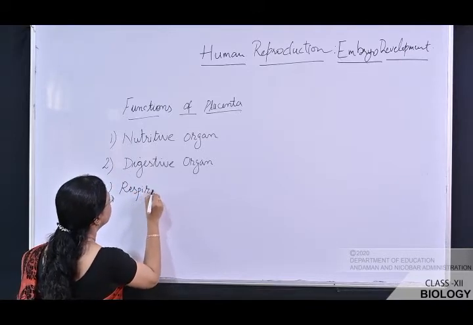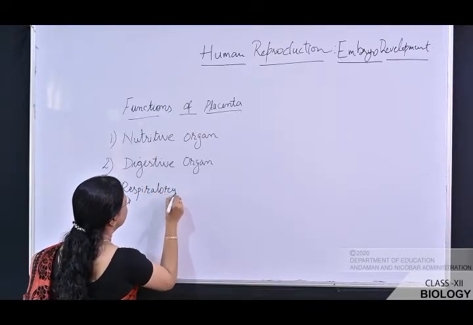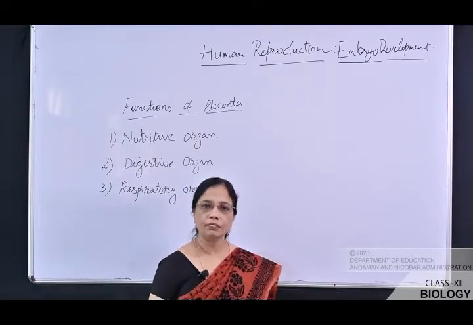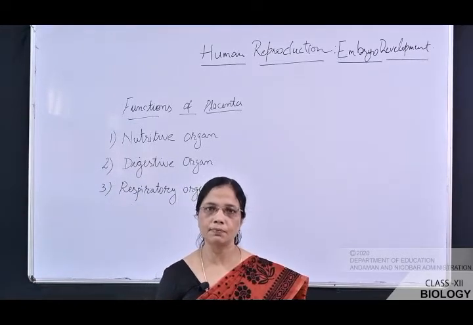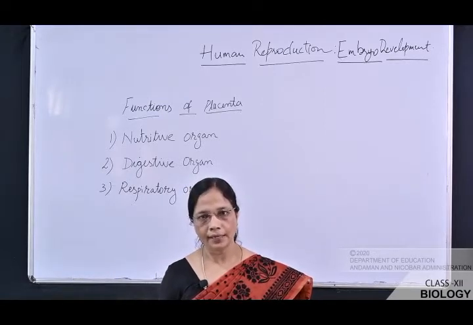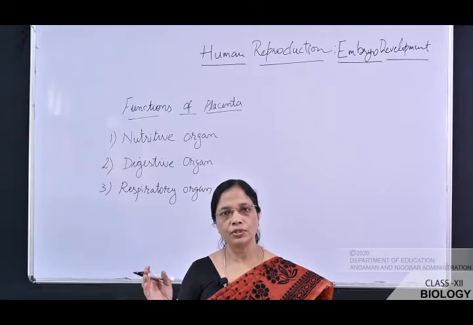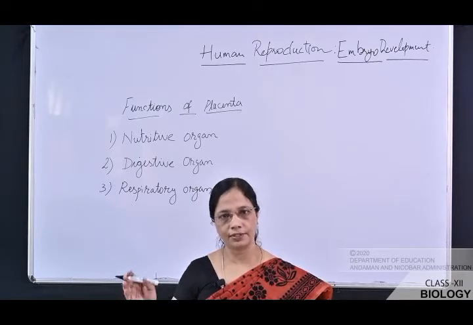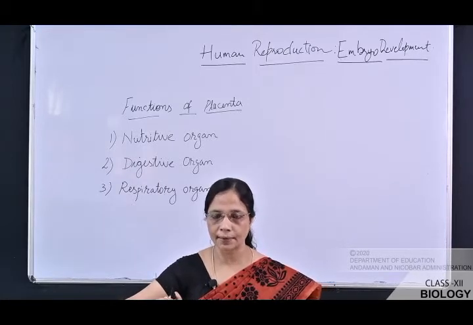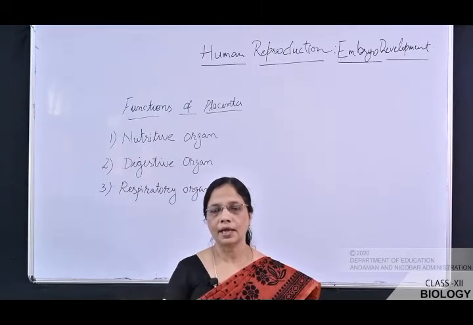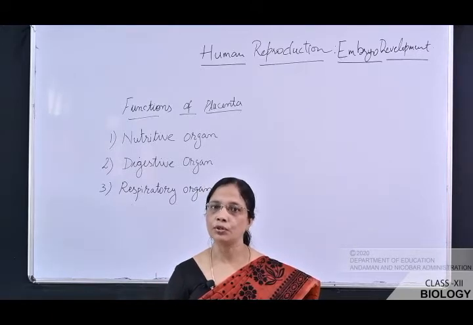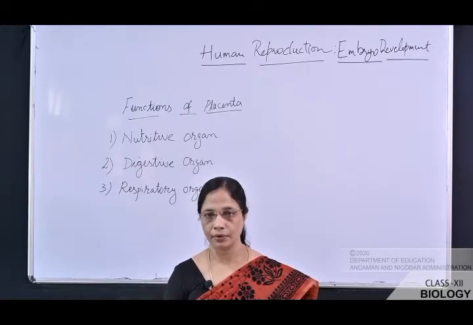Respiratory organ. Oxygen which is dissolved in the mother's blood is transported into the blood of the fetus, and the carbon dioxide which is produced in the fetal blood is transported into the mother's blood through this placenta. Then this carbon dioxide is eliminated out of the mother's body through the mother's lungs.